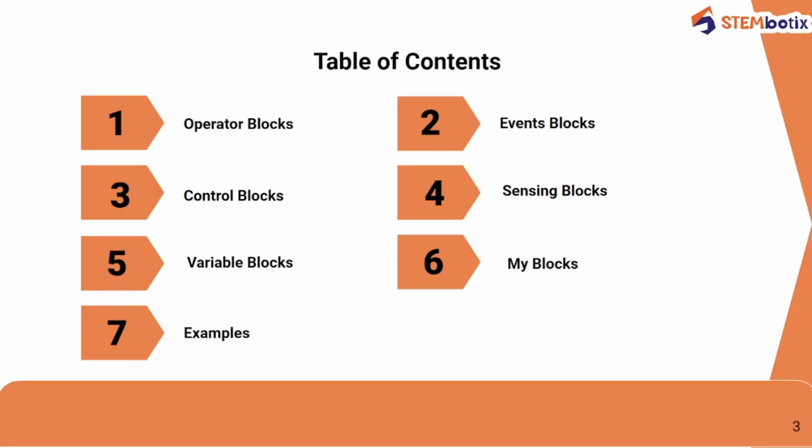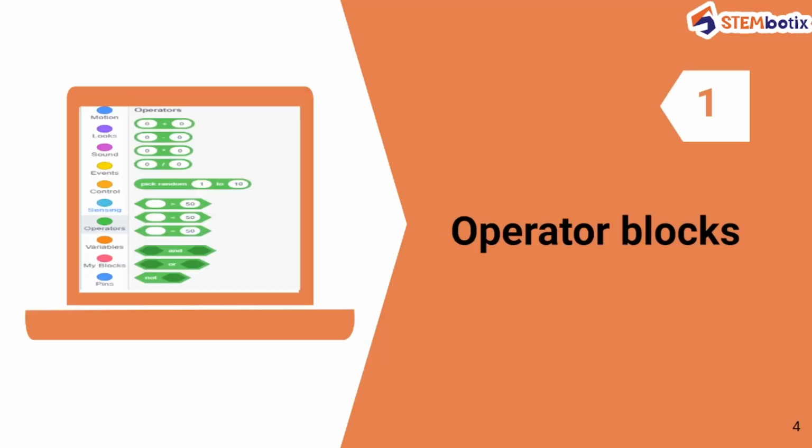So this is the table of contents, in which you can see that we are going to see seven different sections. First is operator blocks, then event blocks, control blocks, sensing blocks, variable blocks, my blocks, and some examples. So let us first see the operator blocks.